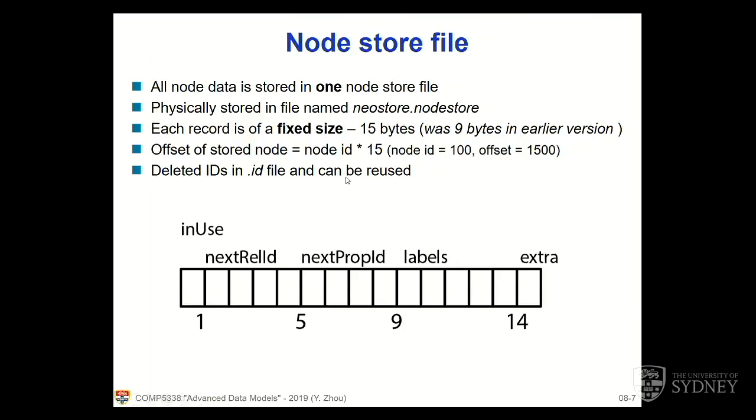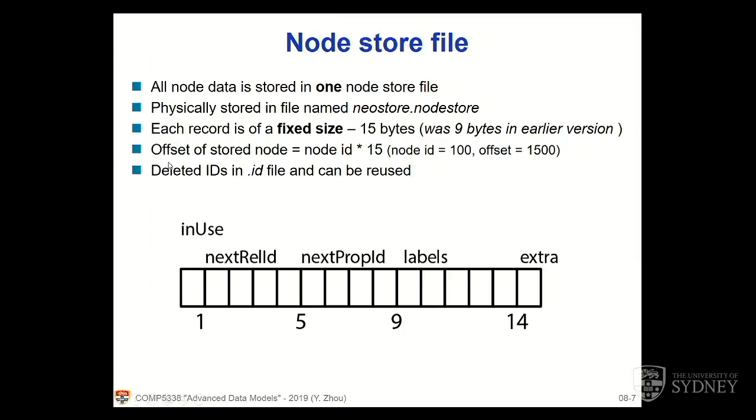Okay, so let's first see the node store, how a node is stored. All node data is stored in a single file called the node store file. Depending on the version, the store files have slightly different names. Currently, it's stored in a file named neostore.nodestore. It's not a text file or Word file or Excel file. It's a file written by Neo4j following its own structure. The file consists of fixed-size records, and each record corresponds to a node. Each record is 15 bytes long. That's fixed-size. It was 9 bytes in the early version.